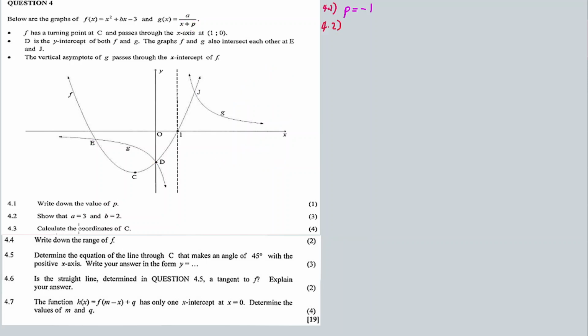4.2: show that a is equal to 3 and b is equal to 2. For f we don't have a value of b, and for g we don't have a value of a, but we have p now. Let's start with a: g of x equals a over x minus 1, with p equal to minus 1.